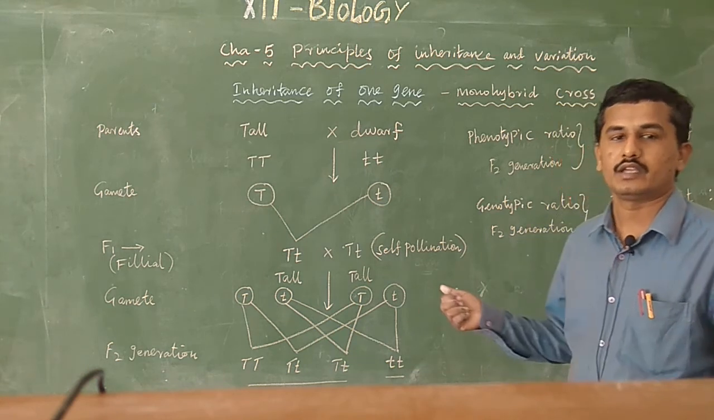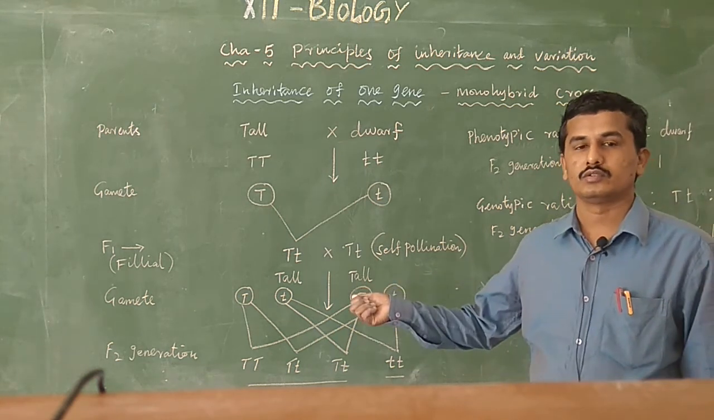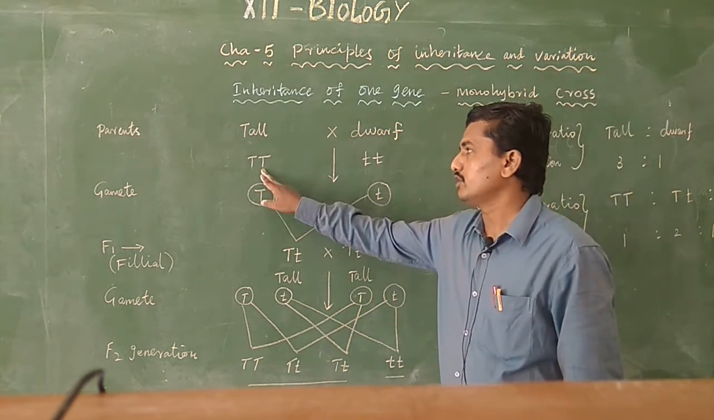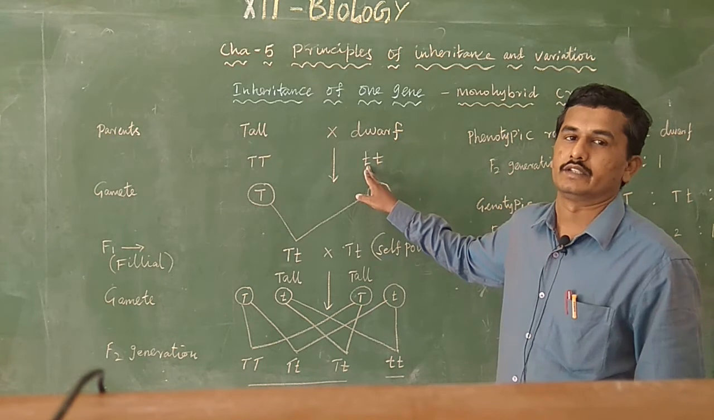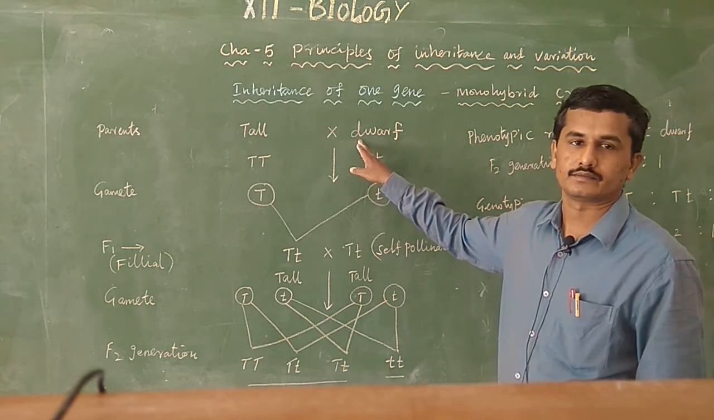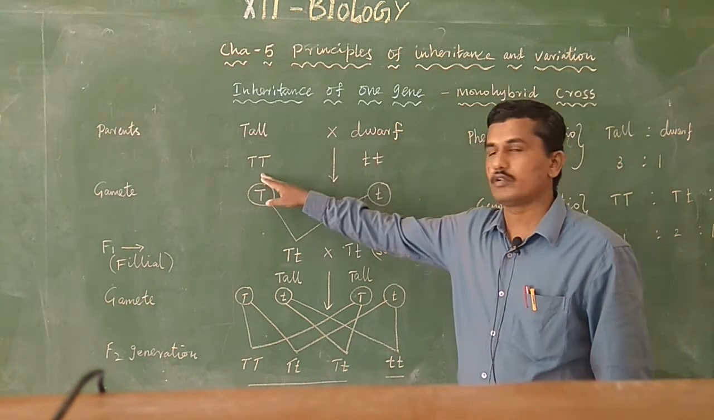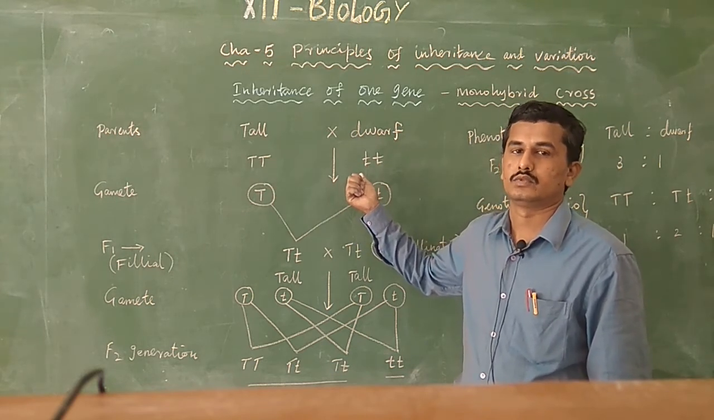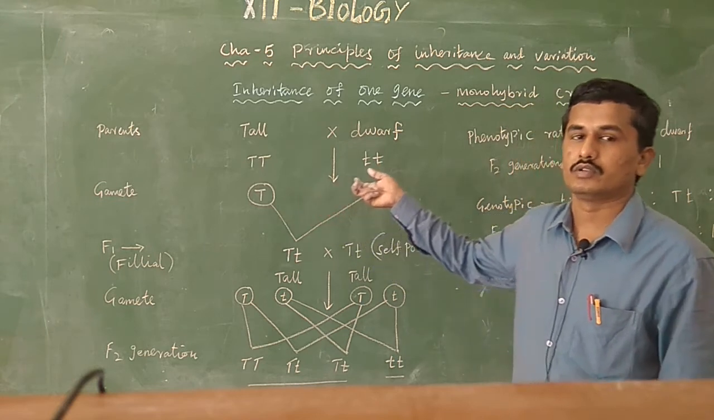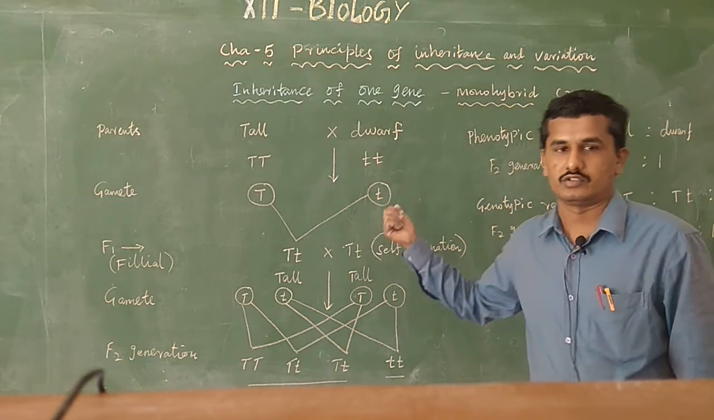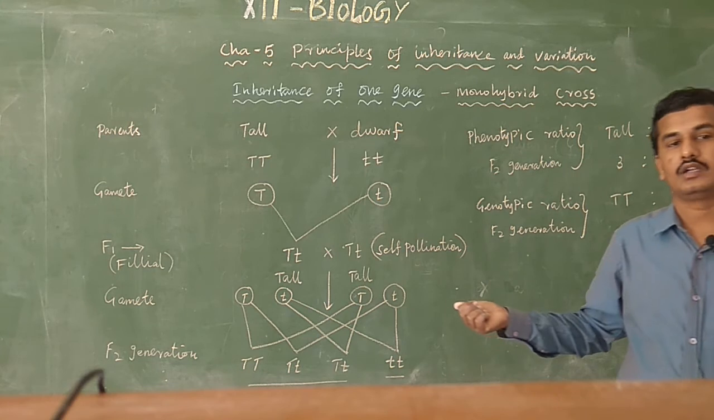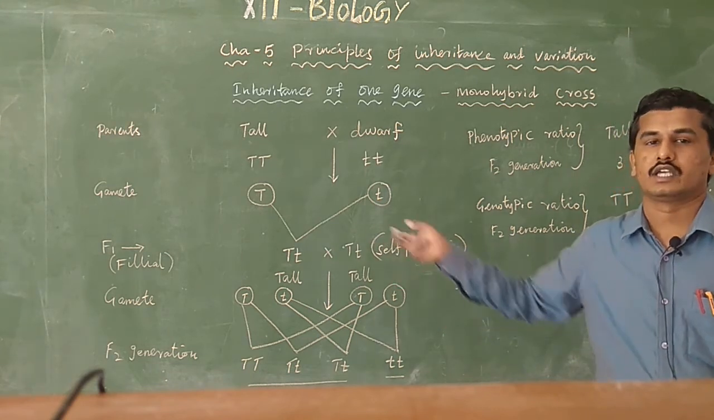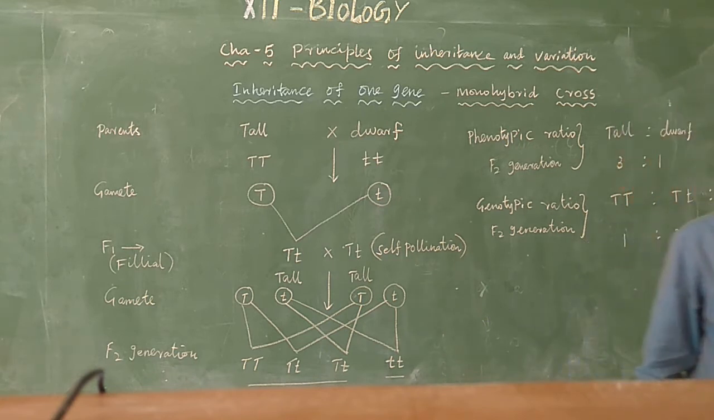Okay, copy this. We will give another example also. Round is there and wrinkled is there. Normally you write tall plant as capital T and dwarf as small t only, not d. Round means capital R, wrinkled means small r only, not w. Okay, I will give another example also. The same cross, first in the notebook, and next one I will give another one in the class.